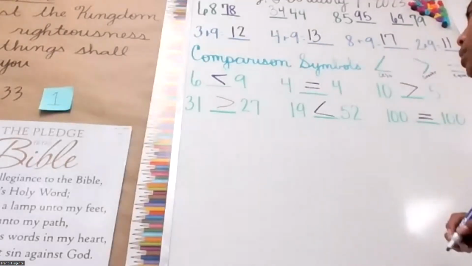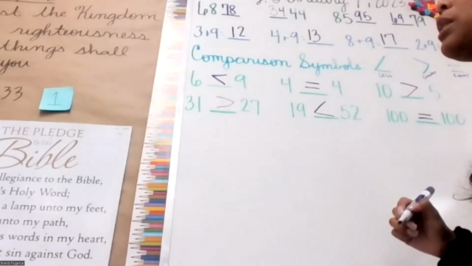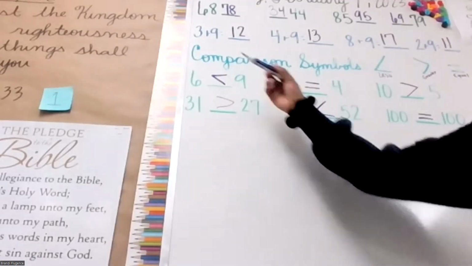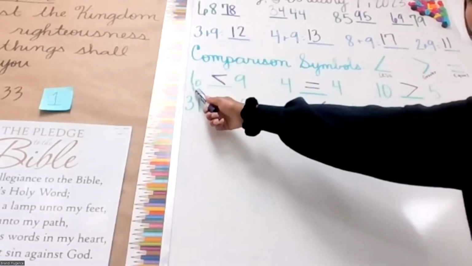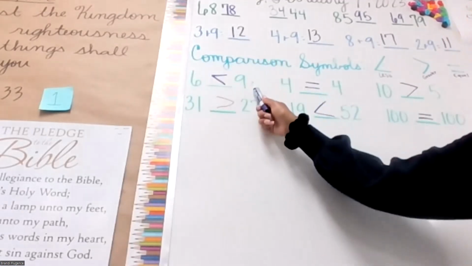So that's how we use comparison symbols. We use the symbols to compare numbers to one another, whether the number is less than, greater than, or equal. You always go from your first number and compare it to the back number. You can't do back to front. It's the front number you're comparing to the back number.